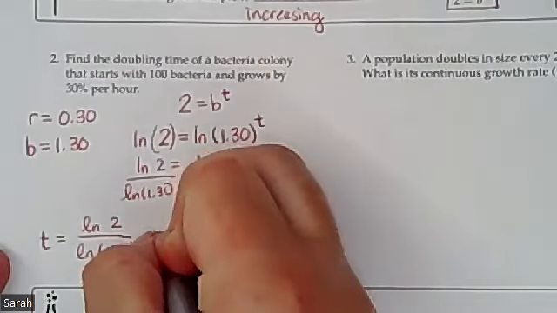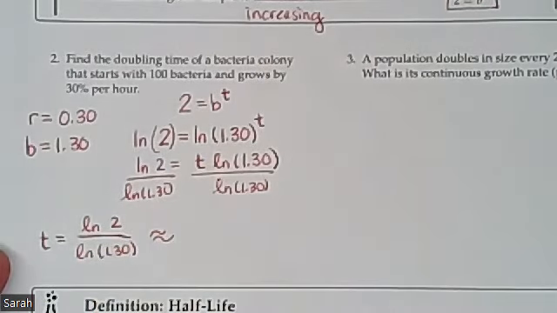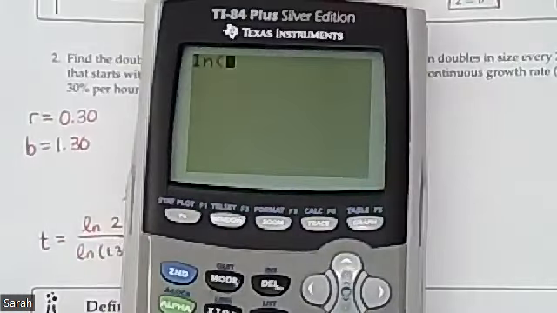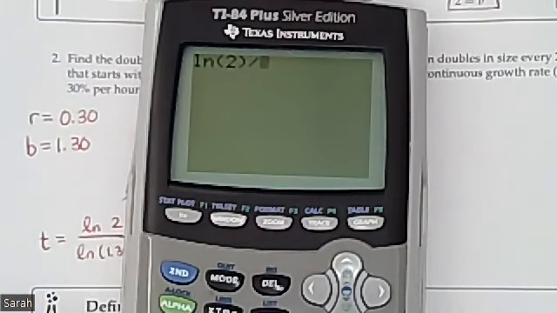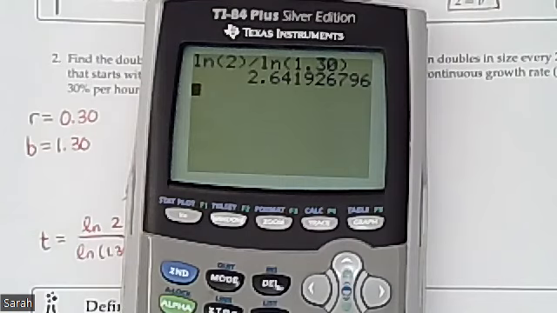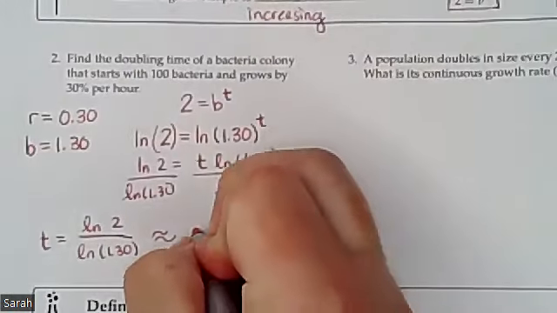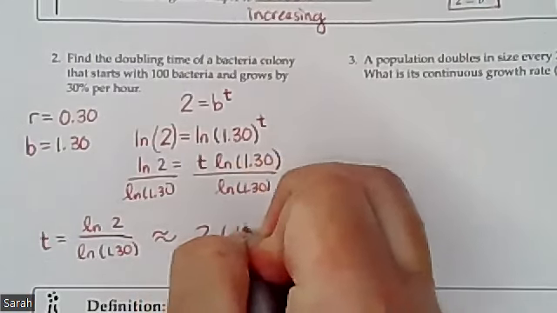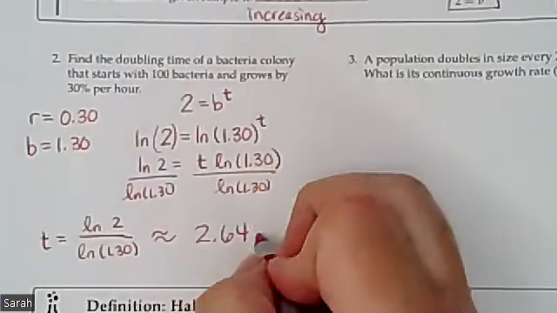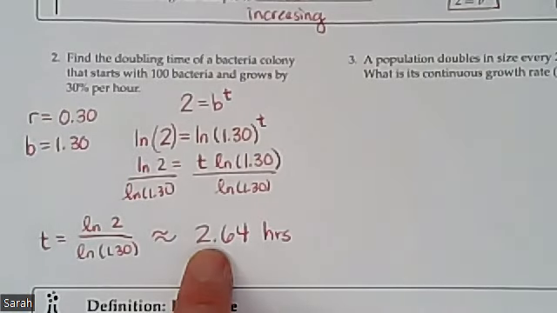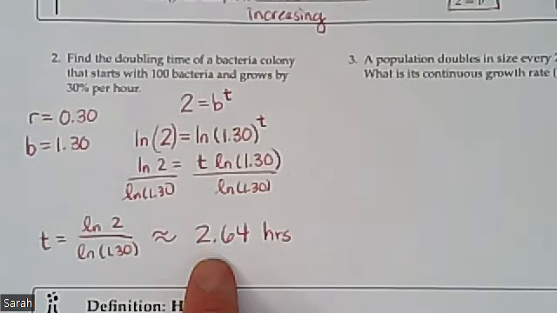And then if we wanted to approximate that, we could put that into a calculator and get a decimal approximation. So we have ln of 2 divided by ln of 1.30, and that gets us about 2.64, and our units here are hours. So our bacteria will double in size in just short of 3 hours.